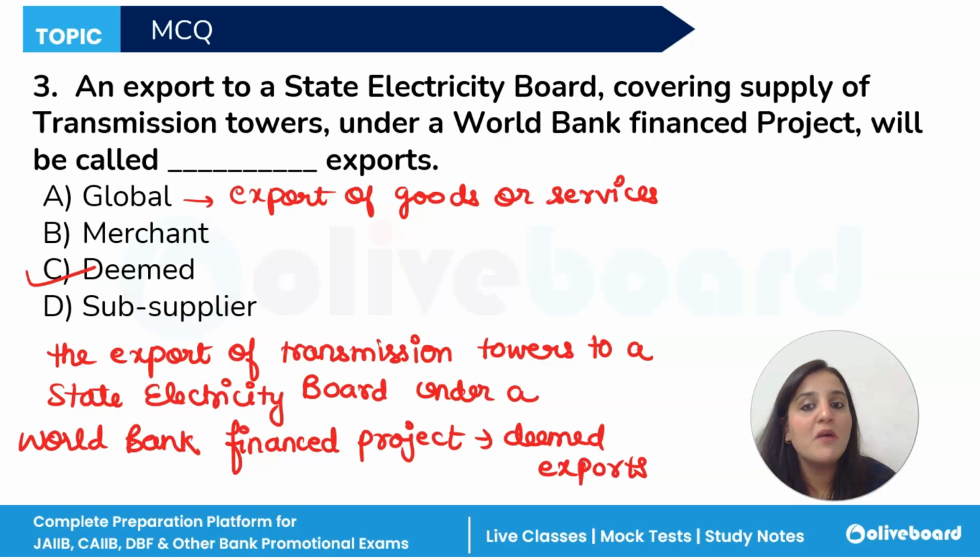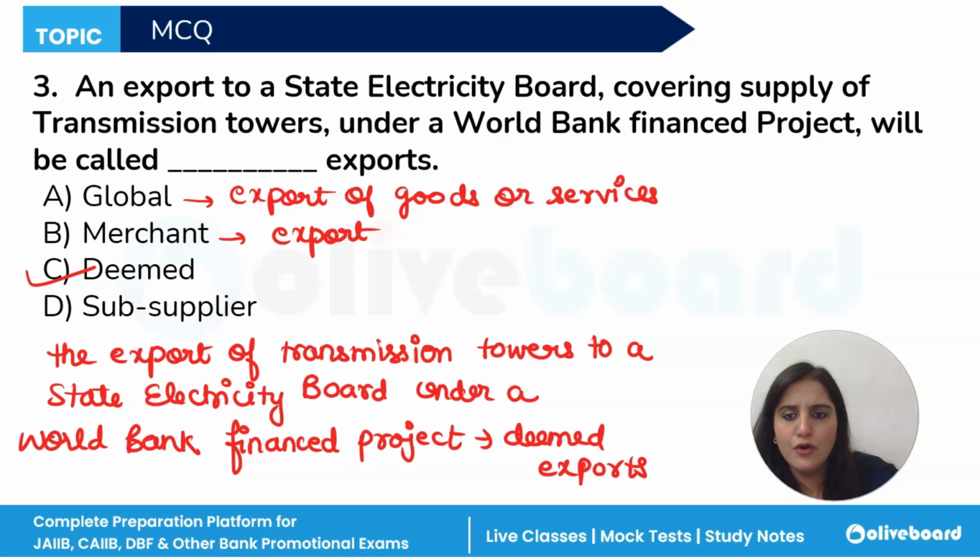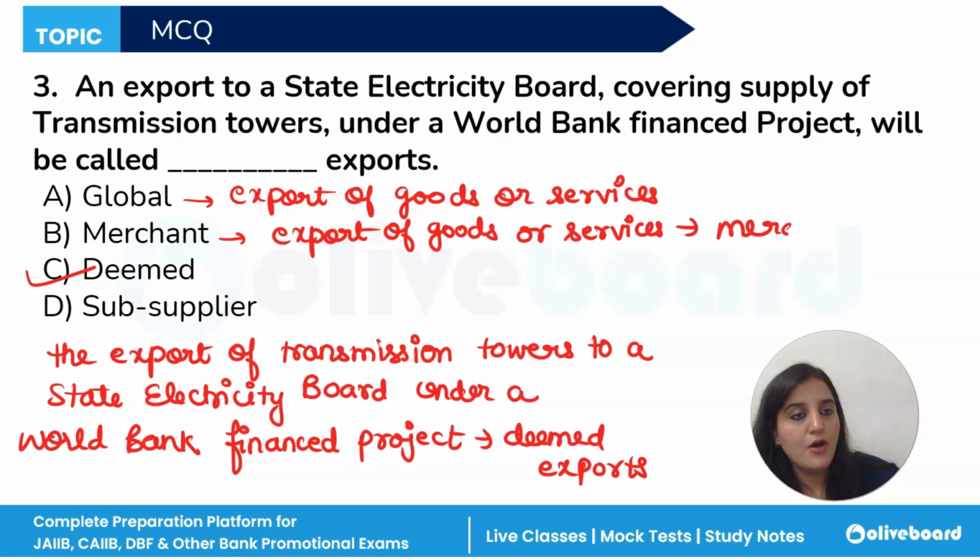Now, what is the meaning of merchant exporter? Merchant exporter refers to the export of goods or services by the merchant or a trading company. In a merchant export model, the merchant acts as an intermediary between the domestic producer and the foreign buyer. The merchant may purchase the goods from the producer and then sell them to the foreign buyer, or they may act as an agent or broker and facilitate the sales between the two parties.